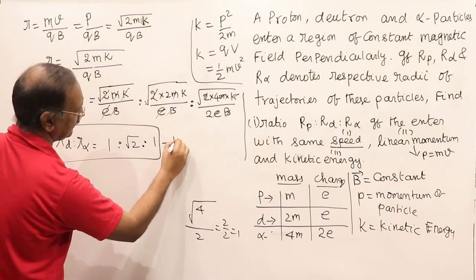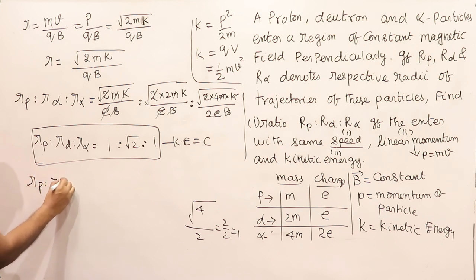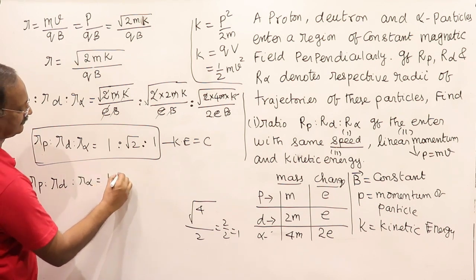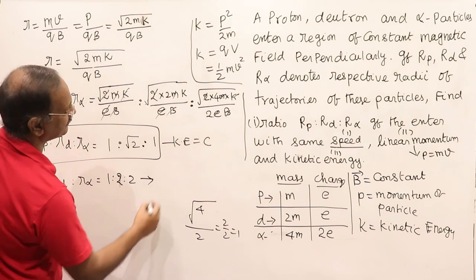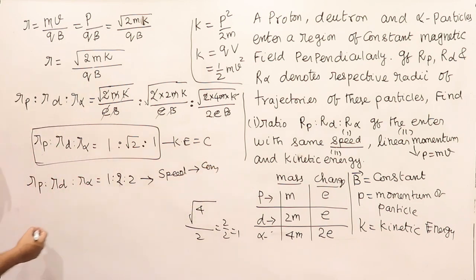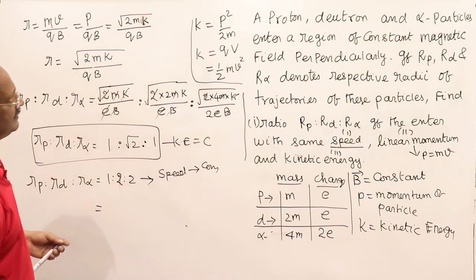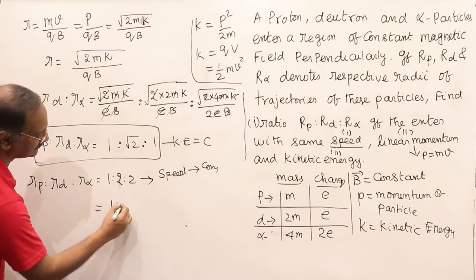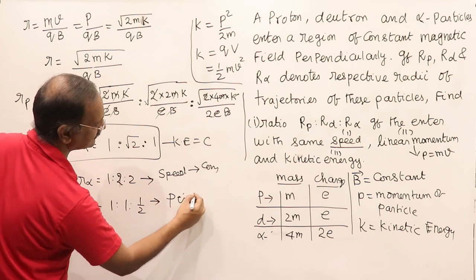For the ratio of proton to deuteron to alpha, for the first case, what we have seen is that it is in the ratio 1 is to 2 is to 2 when speed is constant. Then, when kinetic energy is constant, the ratio is 1 is to root 2 is to 1. Third thing, when linear momentum is constant, the ratio is 1 is to 1 is to half.